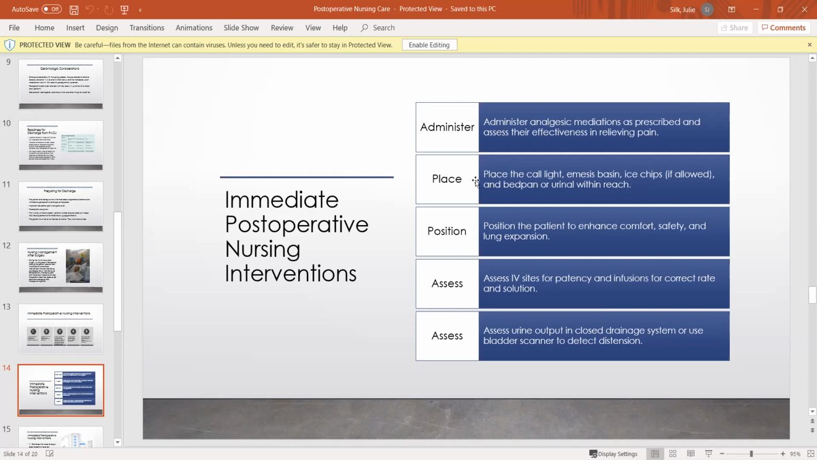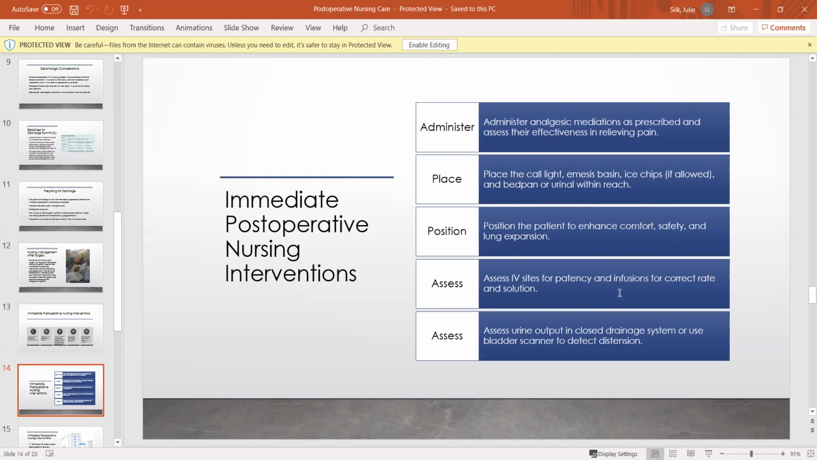We are going to make sure they can reach their call light. So you put the call light close to them and you give them everything that they might need if you're not right there in the room to hand it to them. So if they need an emesis basin or ice chips or a urinal in reach, you put it all right there. And you want to position the patient to enhance their comfort. So if you can position them kind of up a little bit, that would be better for their breathing.